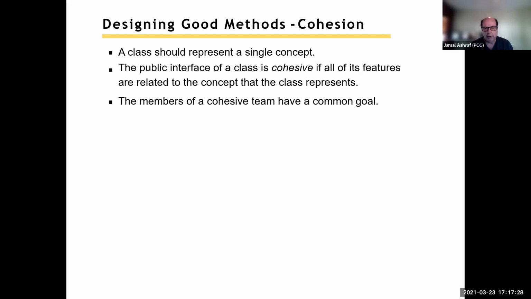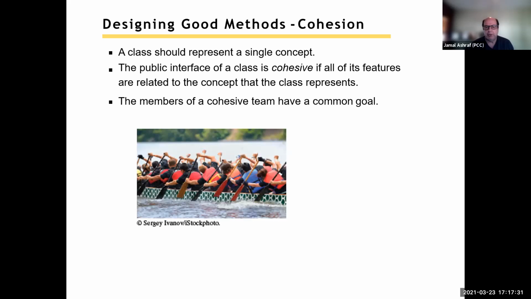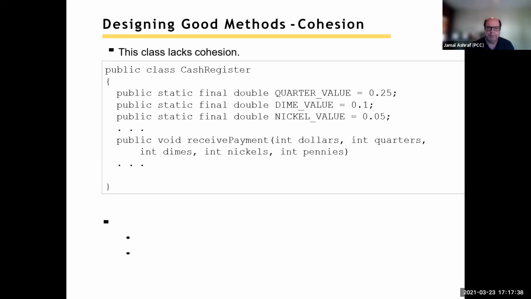So we can talk about the common goal, that everybody is going to have the same goal, and that's what we're talking about. Now, we are looking at this. We have receive a payment. We have a cash register, and then how many concepts do we have here in this one?